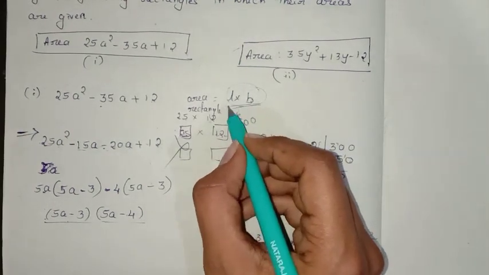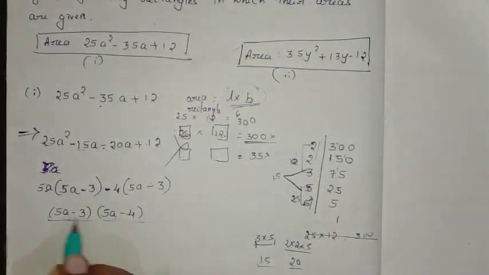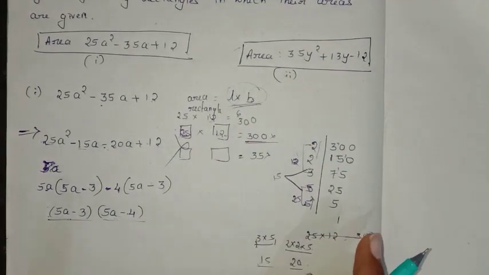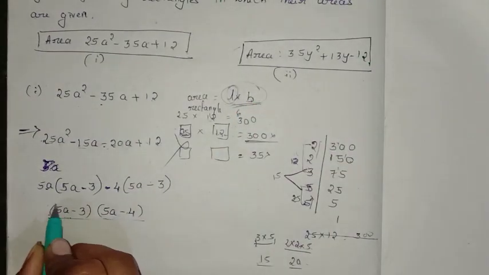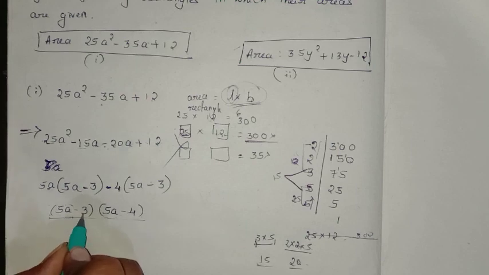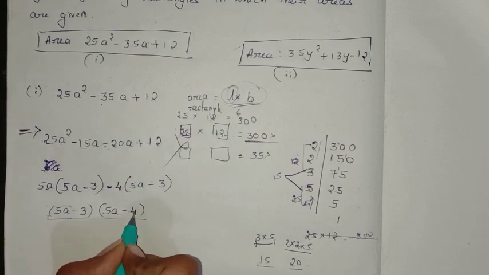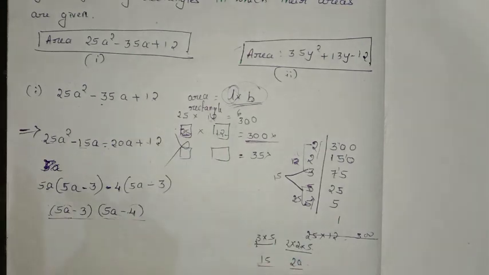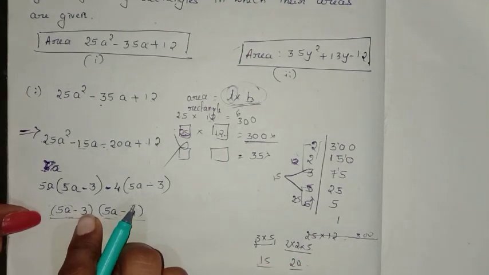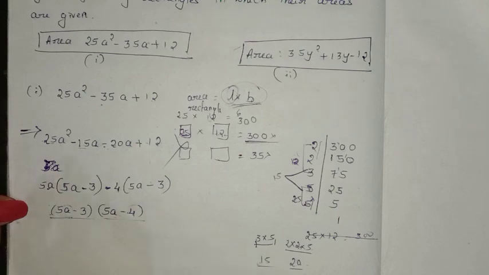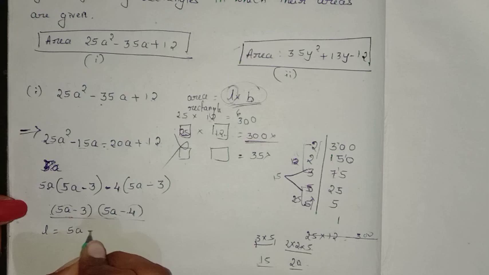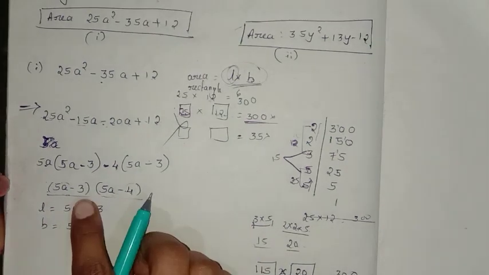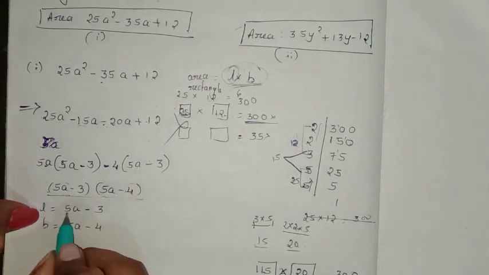The length will always be bigger in a rectangle. So now from these two you have to recognize which one is the length and which one is the breadth. So the length is the bigger one. From the 5a you are subtracting 3, and from the 5a you are subtracting 4. So whatever number you are subtracting, if it is less, then we can say that one is the lengthiest one. So I will consider L is equal to 5a minus 3, breadth is equal to 5a minus 4.